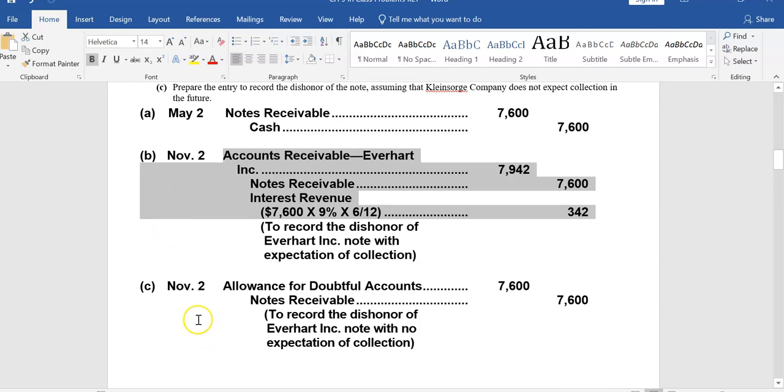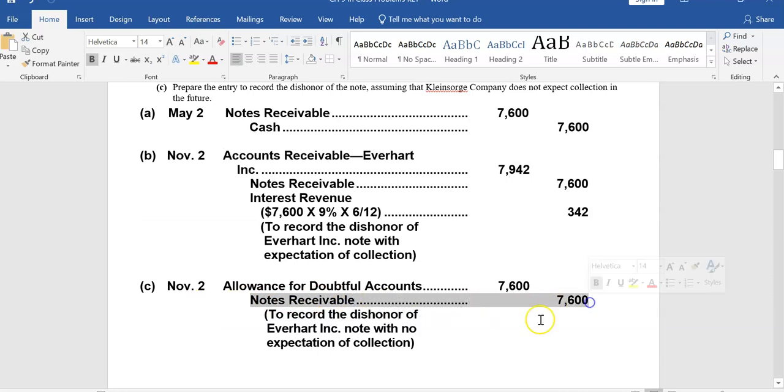So to write off a note, it would be the same way as if we were writing off an account receivable. If we're writing off a receivable, we are going to decrease the receivable with a credit, and we will debit the allowance for doubtful accounts. We do not record the expense for bad debt here because we've already recorded that in our month-end adjusting entries. When we write off a receivable, we just decrease the receivable and decrease the allowance account.